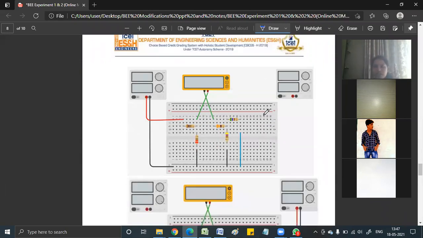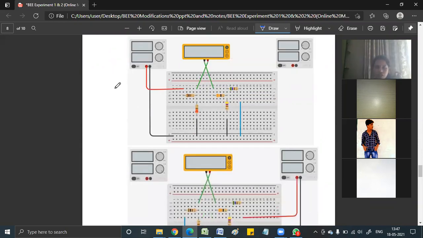We have 3 sources, right? So at a time, one source will be acting. So you'll have I1 dash, which is, for example, the current through the 5 ohm resistor because of 10 volt, when only 10 volt is connected, right? Then you will have current I2 dash, which is, for example, when only your second source is connected.